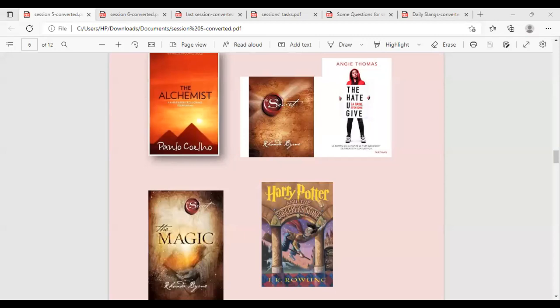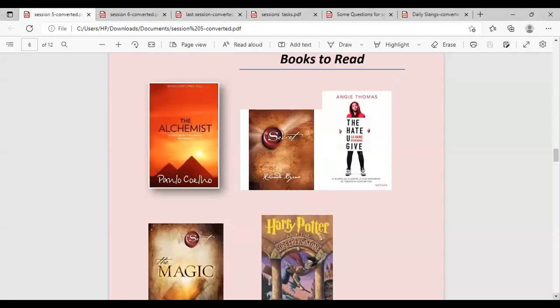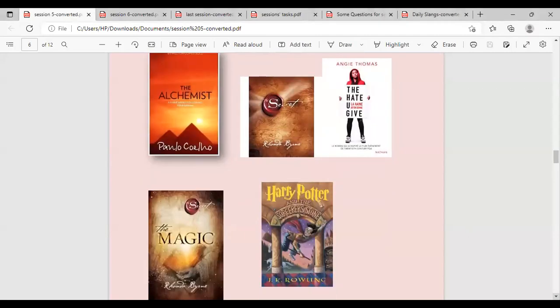Okay, so we were talking about the books, right? Now, I will tell you how you can select a book. It is not important that you select out of these books, I'm just giving you suggestions. The first thing you need to do before selecting a book is read the summary of that book from Google. Go on Google, write The Alchemist summary.